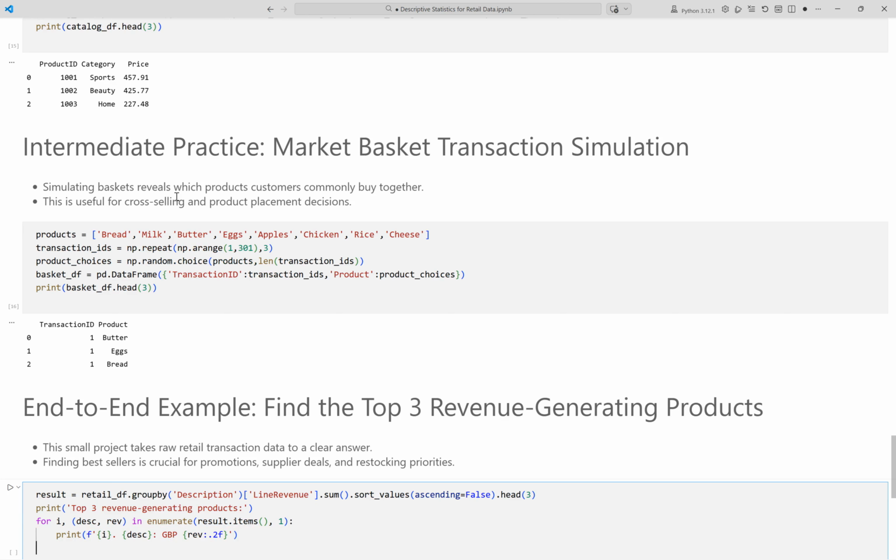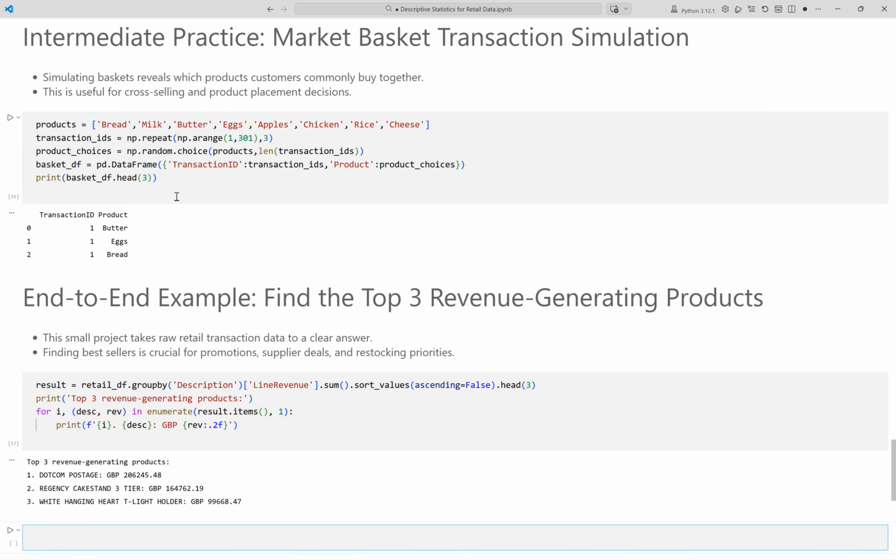Running the cell now. This output lists the top 3 products generating the most revenue by summing total sales per item and sorting them in descending order. Notice how .com postage leads significantly, highlighting its major contribution to overall sales. This step effectively identifies best sellers, guiding targeted promotions and inventory decisions.